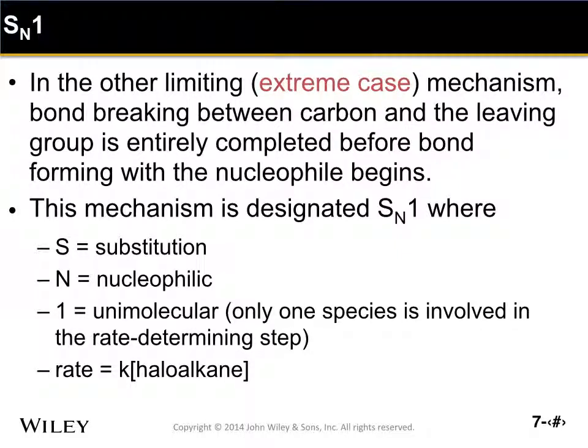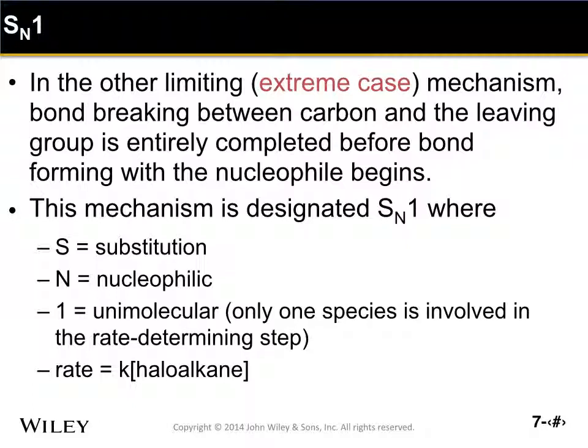So we've talked about one extreme case already, and I started to introduce the second one, but let me go back and remind you. The first extreme case that we dealt with is where the halide is leaving and the nucleophile is making its bond with the tetrahedral carbon at the same time. Ideally, when the carbon-halogen bond is half broken, the carbon-nucleophile bond that's forming is half made. So that's the extreme case. Everything is happening at the same time. It's a concerted reaction. We call that an SN2 reaction.